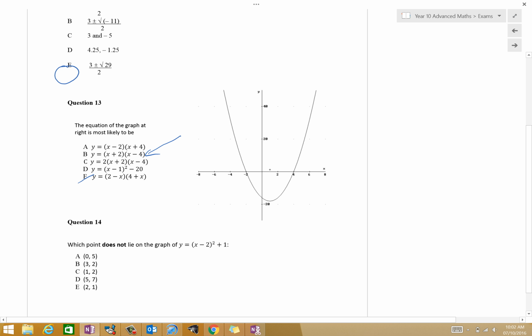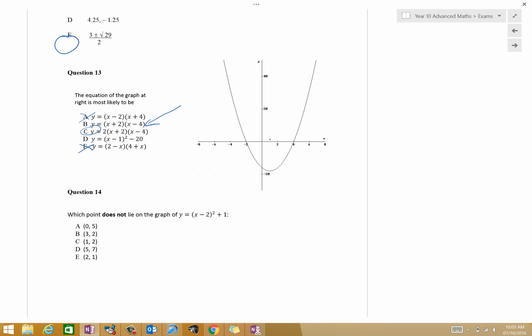It can't be this one because it's not a negative quadratic. This one would be an x-intercept of 2 and negative 4. That can't be that one. It could have a turning point at 1, minus 20, but I don't believe... Yeah, it's definitely... But that wouldn't give me that. So, answer C?